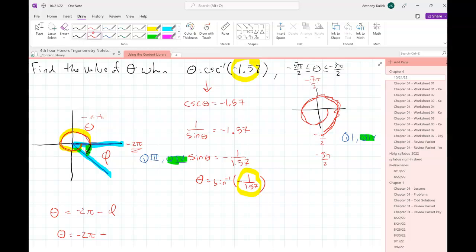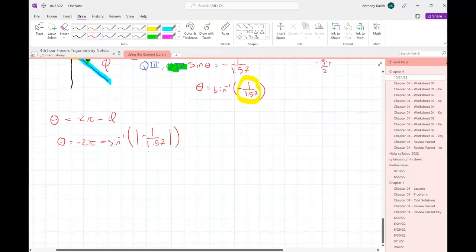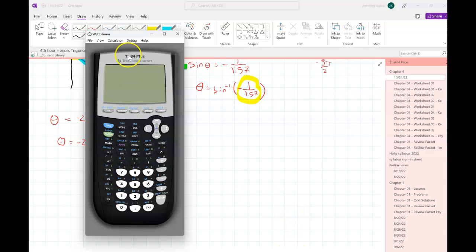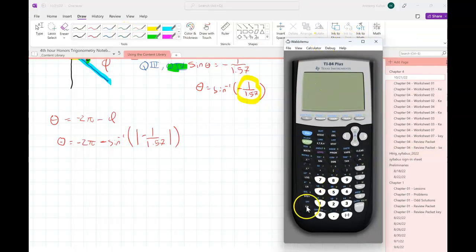And what is phi? Sine inverse of the absolute value of negative 1 over 1.57. So negative 697.